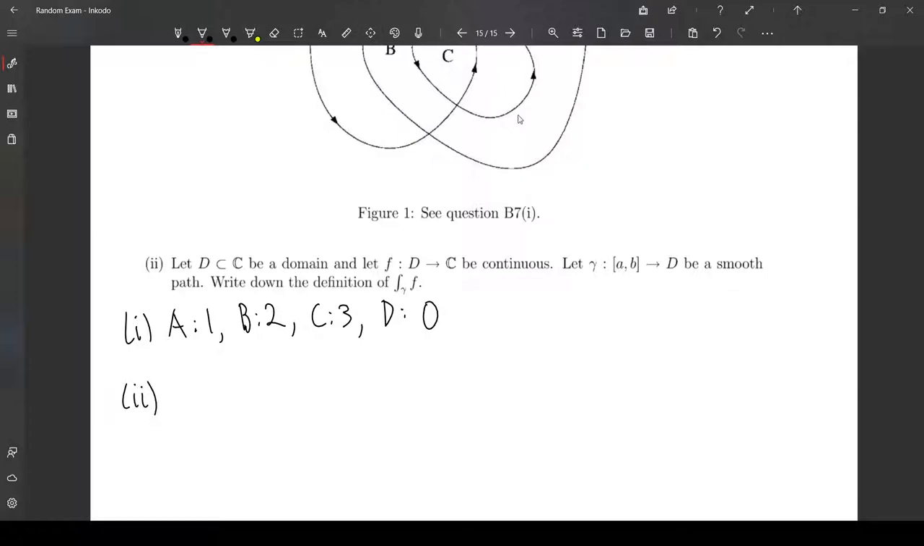Let D be a domain and let f be continuous. Let me write down the definition. This is the line integral, which is.